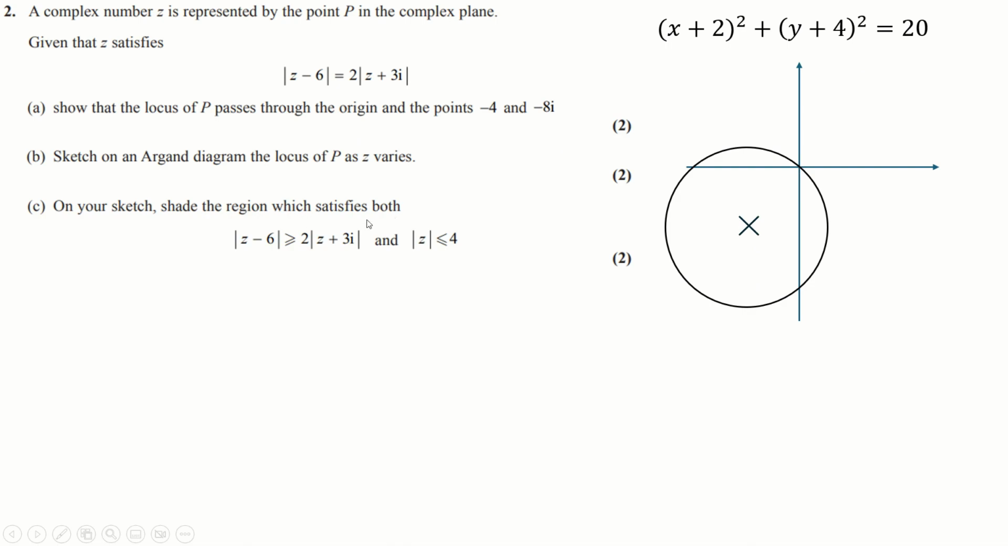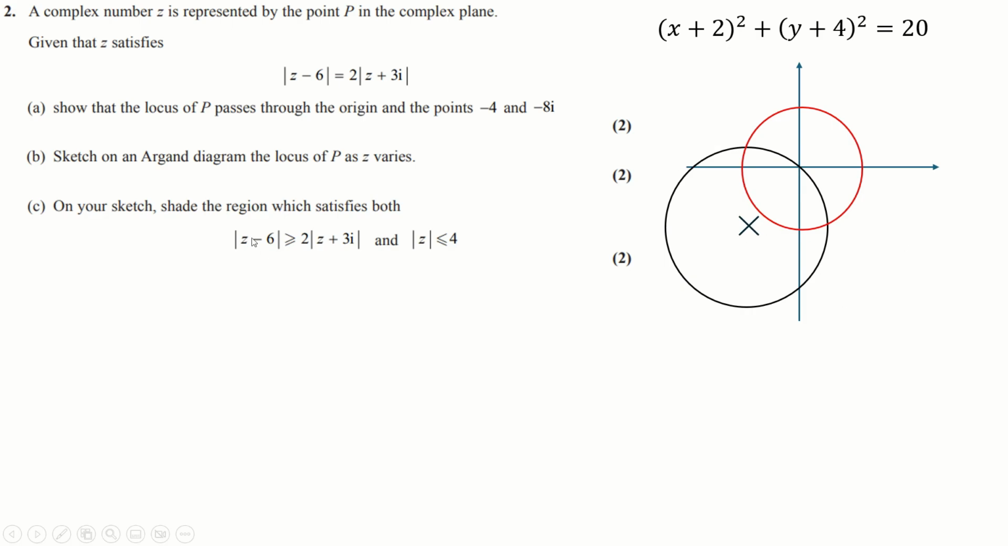On your sketch, shade the region such that this and this is true. Well, this is just a circle radius 4, centered at the origin. 4 is less than root 20, so it's a slightly smaller circle, maybe looking a bit like this. And we don't want to be equal to this, so we're not on the black locus anymore. We're either side of it, whether we're on the outside or the inside, I'm not sure.